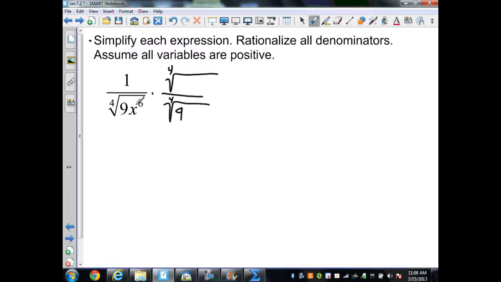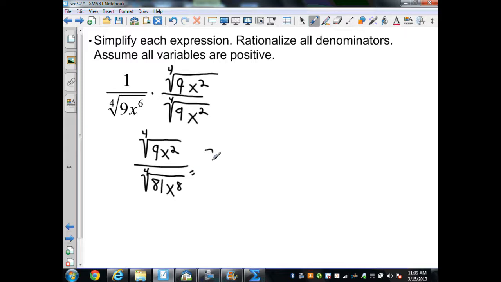I need an exponent that's divisible by 4. Therefore, to do that, I'm going to multiply x to the 6th times x squared, because x to the 6th times x squared is x to the 8th, and the 4th root of x to the 8th is x squared. Let's multiply across. That's going to give me the 4th root of 9x squared over the 4th root of, and we could do this in your head, but I'm going to show you. 9 times 9 is 81. X to the 6th times x squared is x to the 8th.